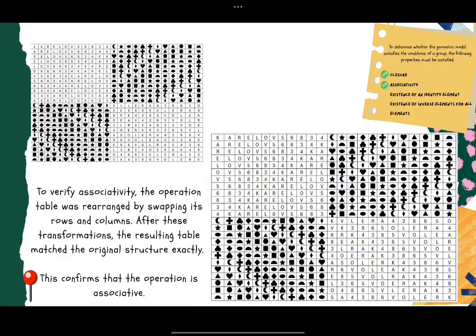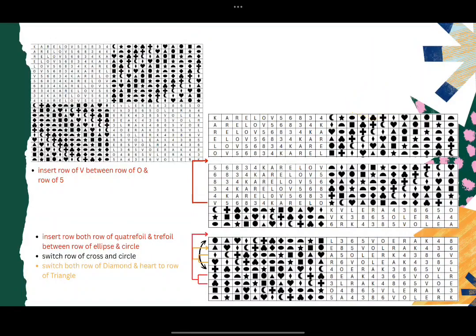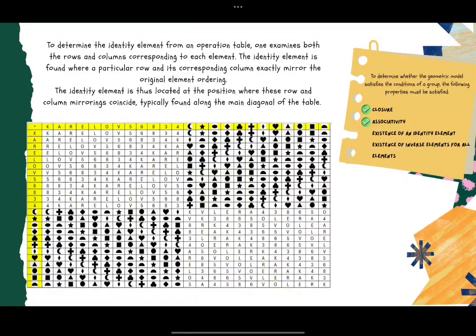So as we can see, if we look closely on the table, it is now the same with the original structure. So to verify associativity, the operation table was rearranged by swapping its rows and columns, yung ginawa natin kanina. After these transformations, the resulting table matched the original structure exactly. Right? Kung makikita natin, same na silang dalawa. So, this confirms that the operation is associative. So, check ang associativity.